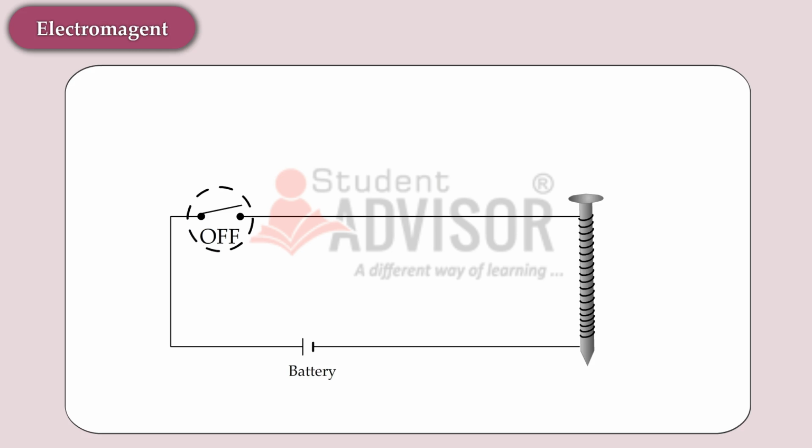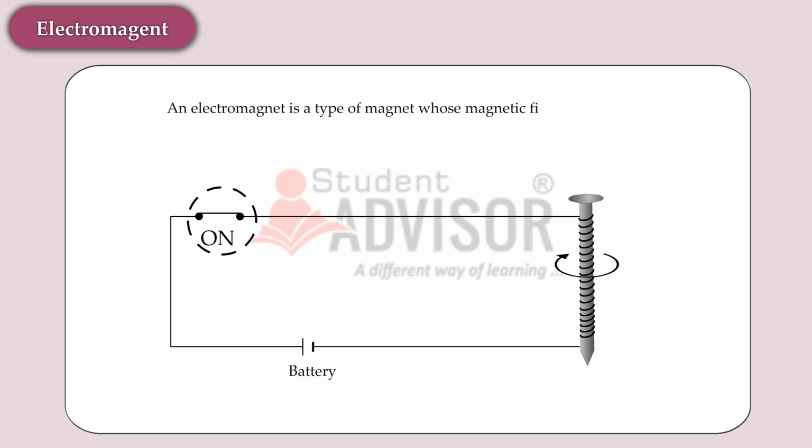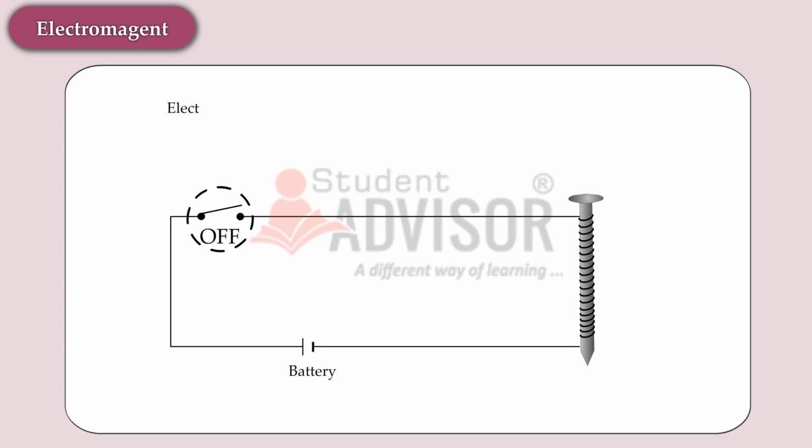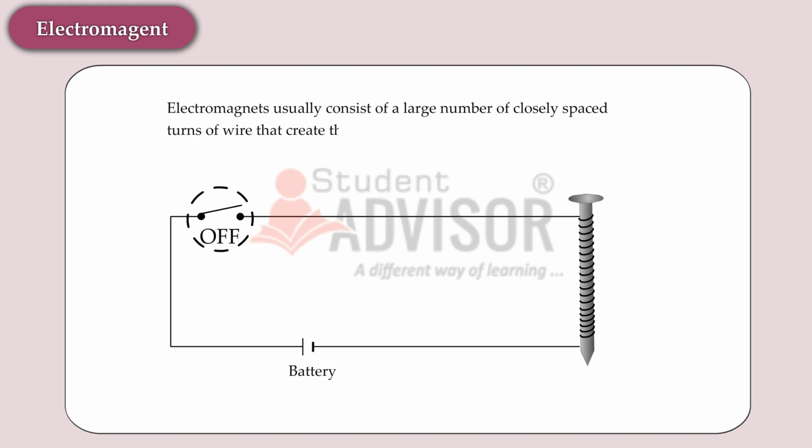Electromagnet. An electromagnet is a type of magnet whose magnetic field is produced by the flow of electric current. The magnetic field disappears when the current ceases. Electromagnets usually consist of a large number of closely spaced turns of wire that create the magnetic field.